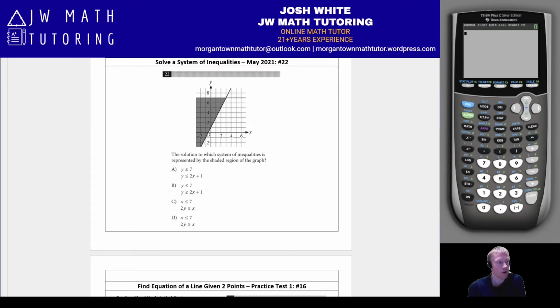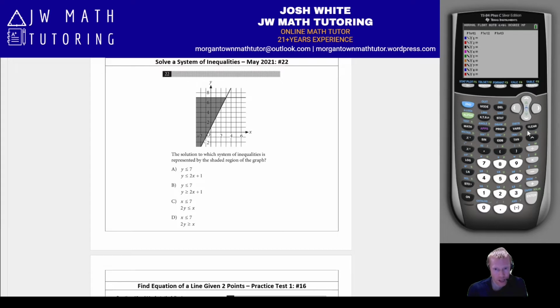Okay, so the first problem that we're going to take a look at is from the May 2021 QAS, problem number 22. Of course, it's from the calculator section since we are demonstrating how to use a graphing calculator here. You are given a system of linear inequalities that's graphed out, and it wants you to come up with the two inequalities that represent this. So all we need to do is graph out some of these answer choices, and we will see exactly what the correct answer to the problem is.